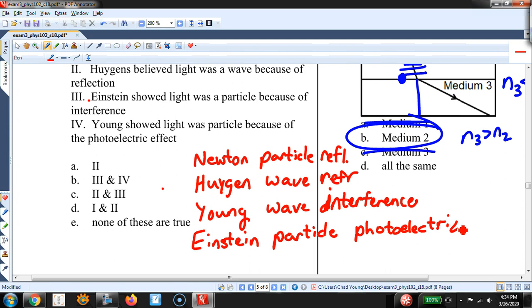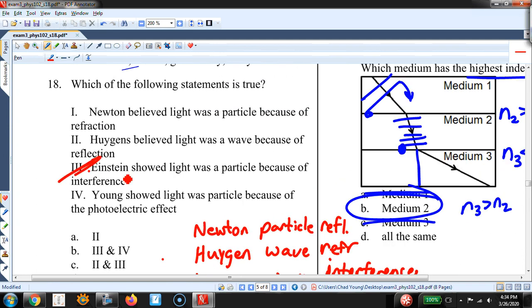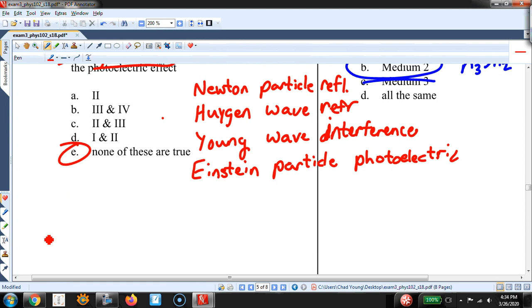So you need to know these four people, particle or wave, what they believed, and then why they believed it. So for example, this is wrong because it says interference. This one's wrong because it says photoelectric effect. That's not why he thought it was a particle. Huygens believed light was a wave, but not because of reflection. And Newton believed light was a particle, but not because of refraction. So look, none of these are true is the answer here.